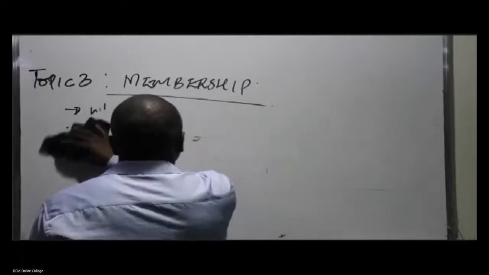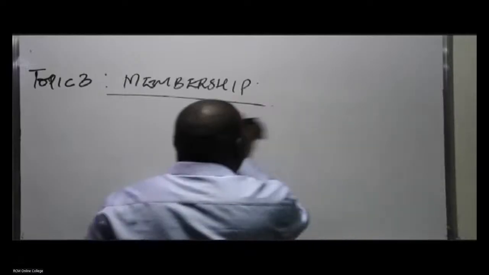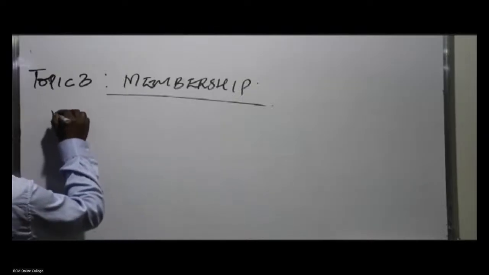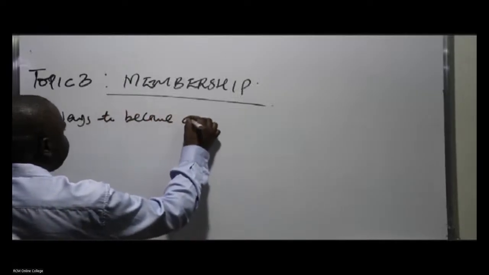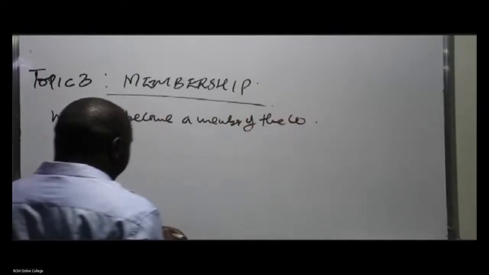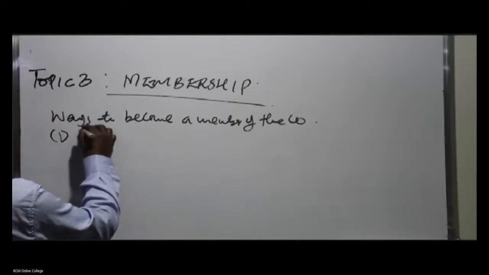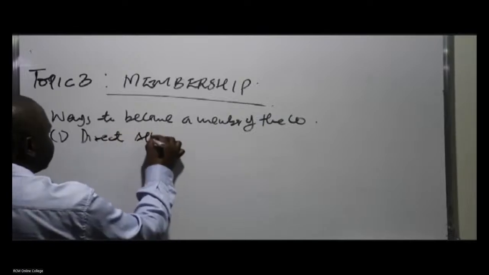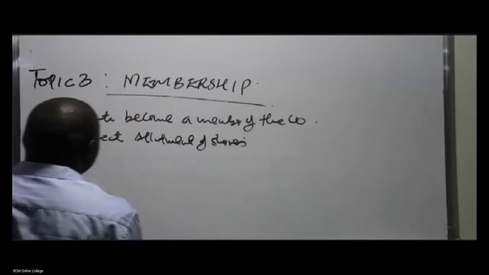And of course, I've already mentioned that the majority of these ways involve having to acquire shares in the company. Ways to become a member of the company. There are a number of ways you can become a member of the company. Number one is through direct allotment of shares.